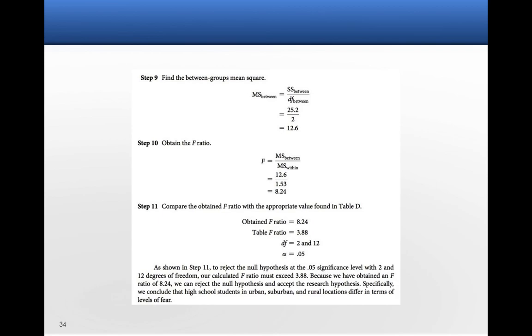Our ratio is 8.24, and in table F, we have degrees of freedom 2 and 12, and we're trying to look at this at a significance level of 0.05. So the table F ratio there is 3.88. So we have exceeded that, okay? So just like with our T-scores, we're looking for a critical value. We need to exceed 3.88, the value in the table, in order to reject our null hypothesis. So there is an actual difference. High school students in urban, suburban, and rural locations do differ in terms of their level of fear.